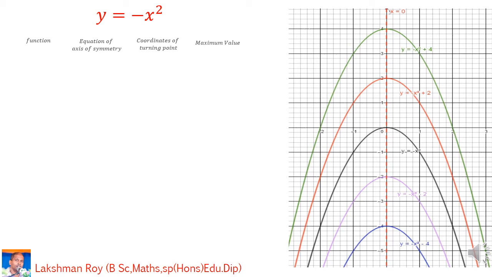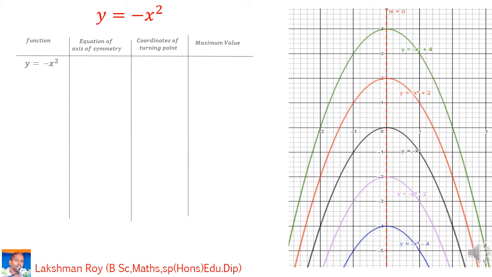Let's see that one. This is the function y equals negative x squared. You can see the graph, this black color one. What is the equation of axis of symmetry? That is x equals 0. What are the coordinates of the turning point here? The x coordinate and y coordinate are both 0, so (0, 0). Then the maximum value is also 0.